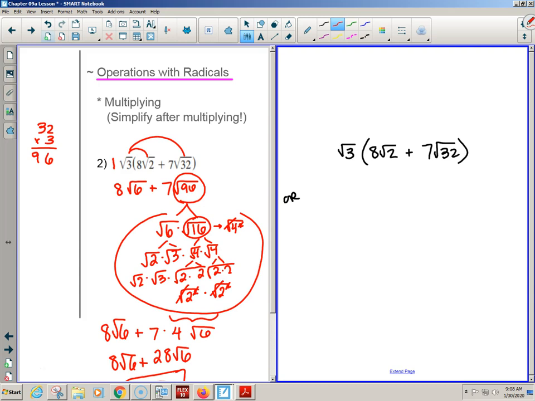Does anything go into 32? It's not a nice one, right? 32 is not a perfect square. I can't do that. Bummer. But is it a number that can get broken down? Yeah. Does anybody know anything that goes into 32?